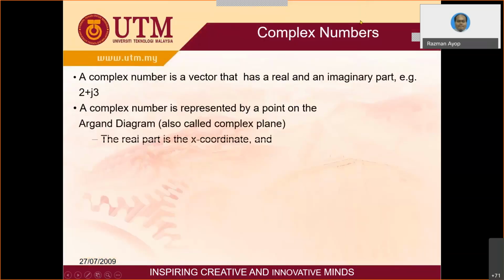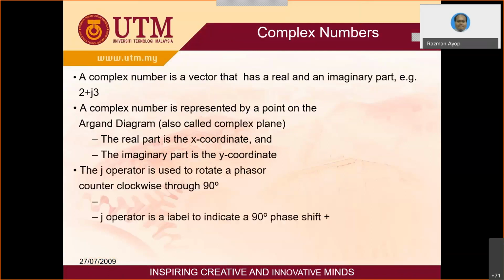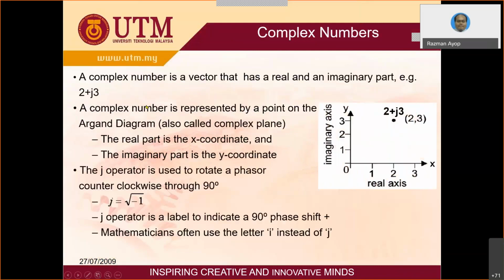So we start with a complex number. You remember that a complex number you write like this, 2 plus 3i or something. But for electrical, you have to change i to j, because i is already assigned to current. So for complex number, you have to change i to j. You know that j is just equal to the square root of -1.